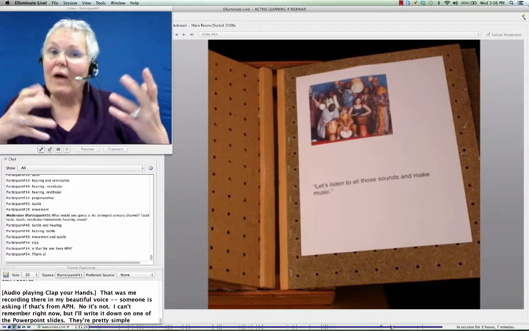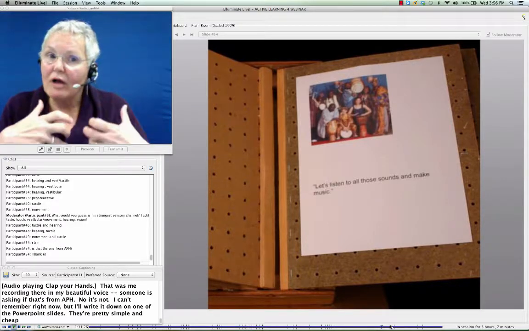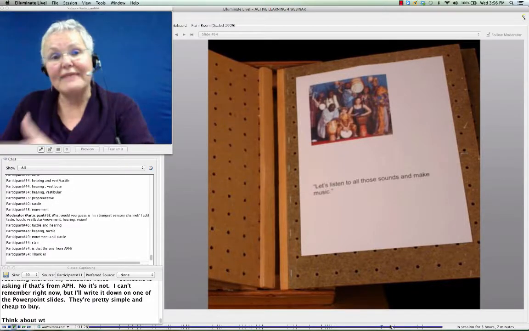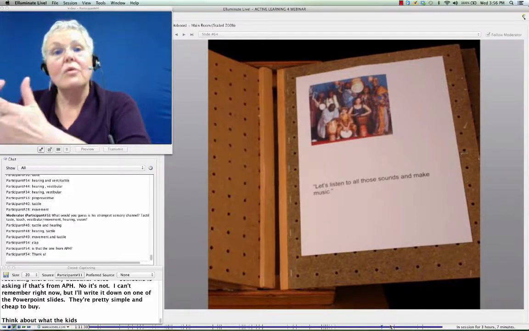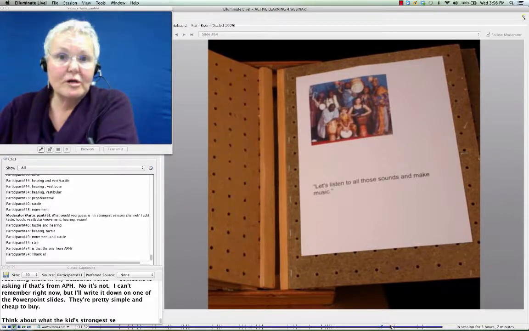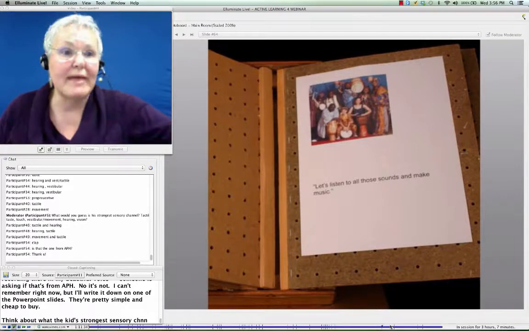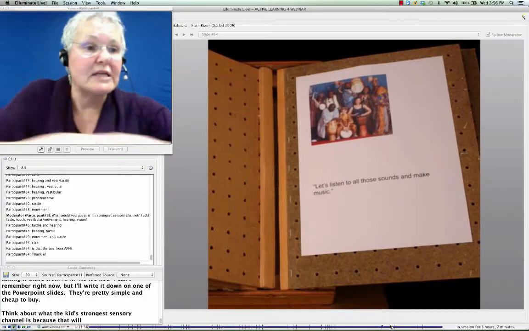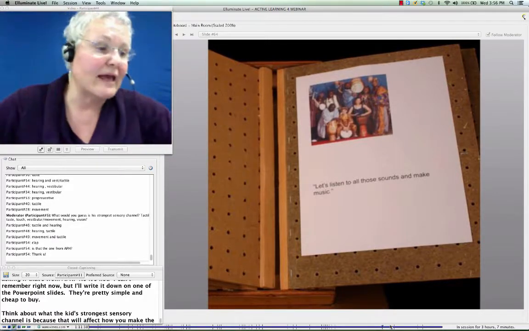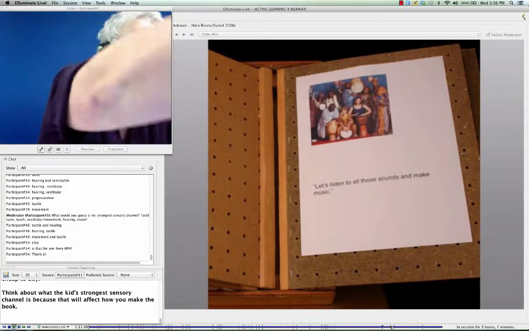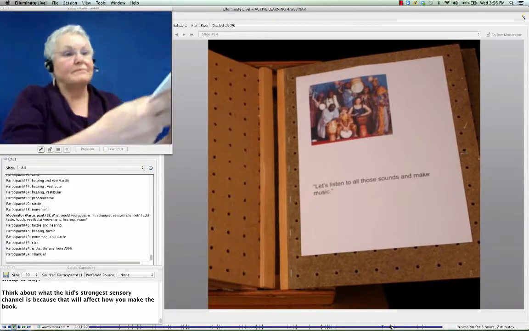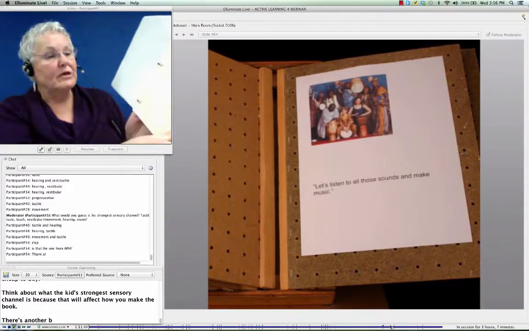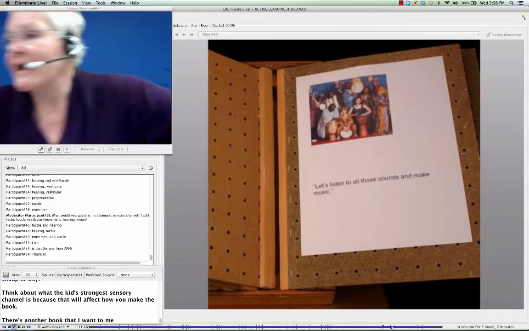What is the kids' strong sensory channel? Because that should have something to do with how I make the book, no matter which kind I make. And then I want to just mention the other book, see if I can bring it up. Oops, it's the wrong book, hang on.